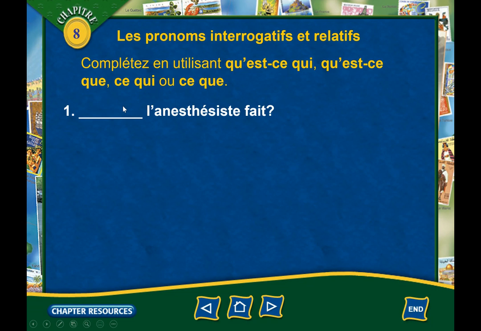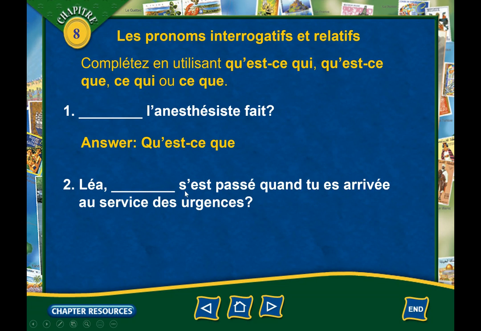Qu'est-ce qui, qu'est-ce que, ce qui, or ce que? Well, it's the beginning of the question, so I know it's either going to be qu'est-ce qui or qu'est-ce que. I have a subject here, so I'm going to use qu'est-ce que. Qu'est-ce que l'anesthésiste fait? What does the anesthesiologist do? Que before a subject and a verb. Qu'est-ce que to start the question.